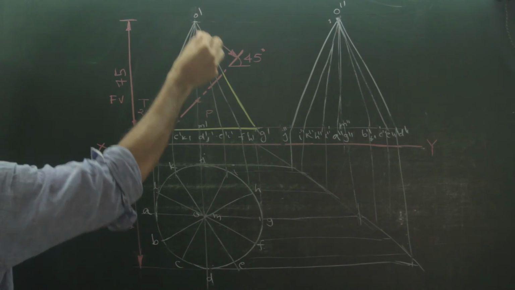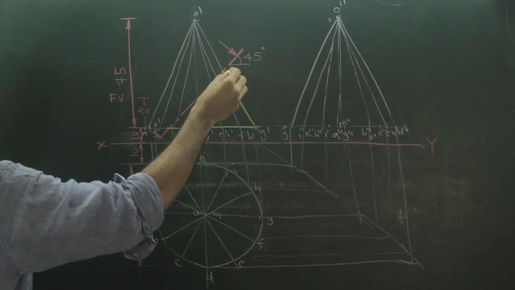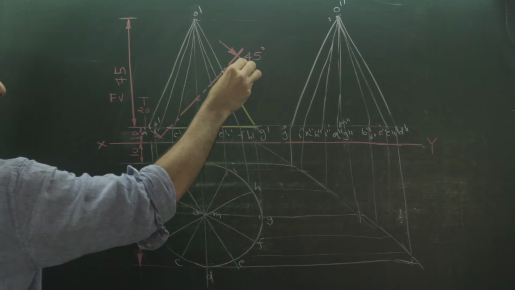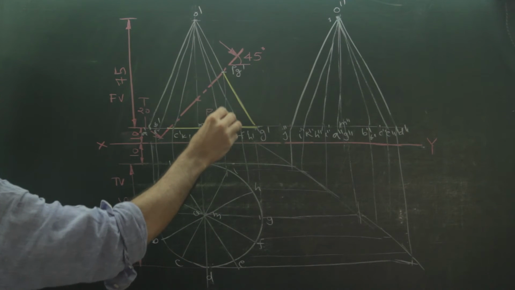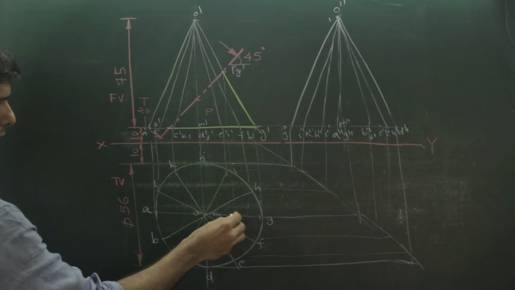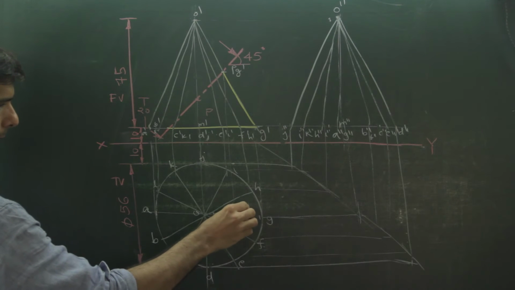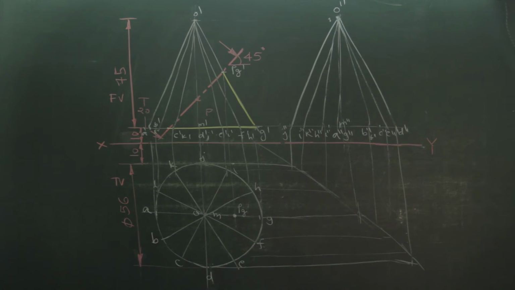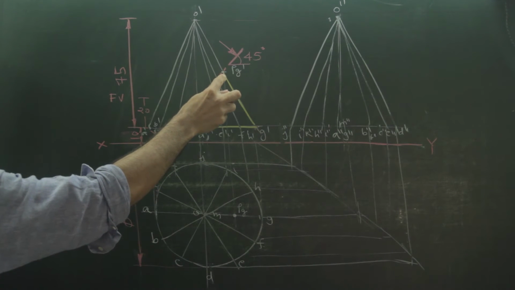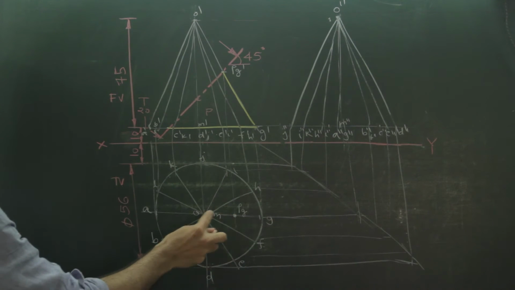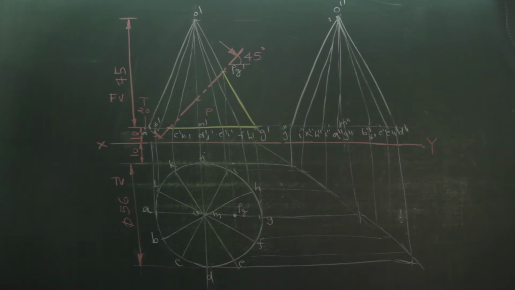If you see, O dash G dash is getting cut over here. So over here we'll get PG dash, right? How will you mark this point in the top view? You project straight down. Wherever it cuts on OG, that is point PG. All of you got this? See this, O dash G dash is getting cut over here. So project that point straight down. Wherever it cuts on OG, that will be point PG.